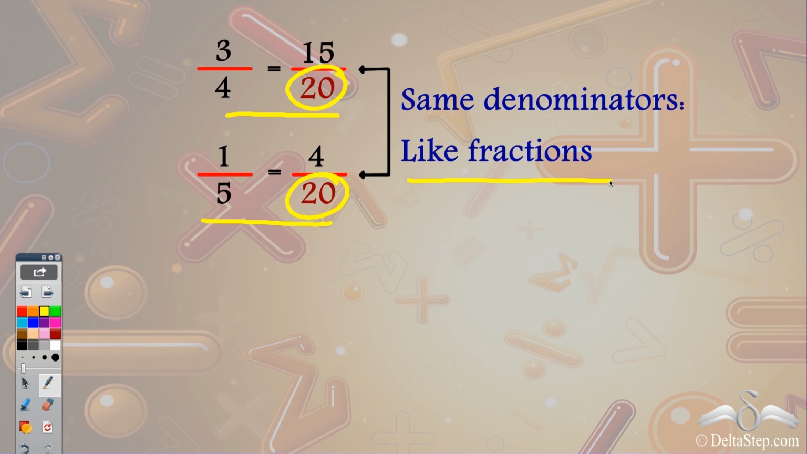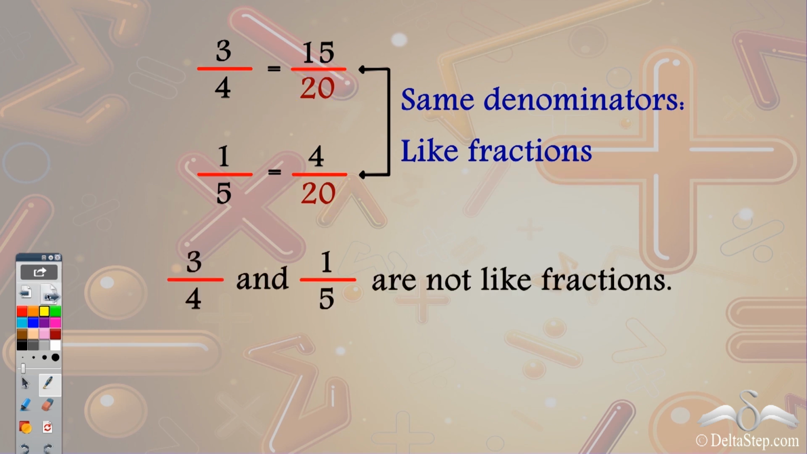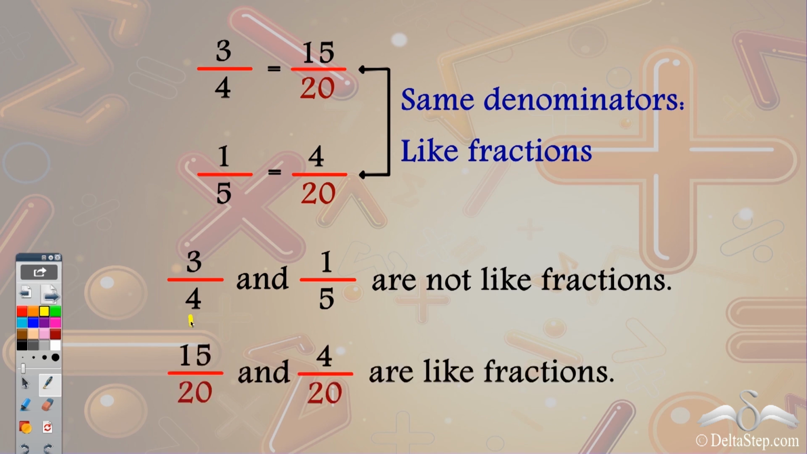So if somehow we can make the fractions with the same denominators, that is, we can convert the fractions to like fractions, we can add them. So this is how we can add unlike fractions. So to start with, 3 by 4 and 1 by 5 are not like fractions. But we find their equivalent fractions which are like fractions and we can add them.